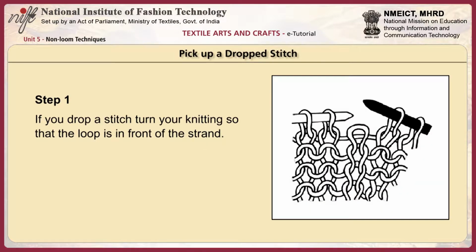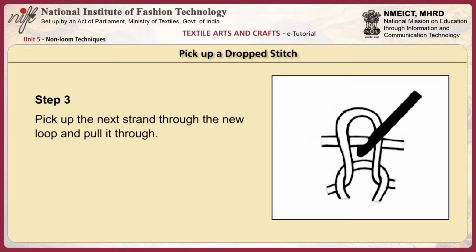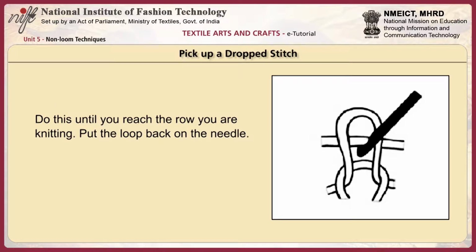Step 1. If you drop a stitch, turn your knitting so that the loop is in the front of the strand. Step 2. With a hook, pick up the strand and pull it through the loop. Step 3. Pick up the next strand through the new loop and pull it through. Do this until you reach the row that you are knitting. Put the loop back on the needle.